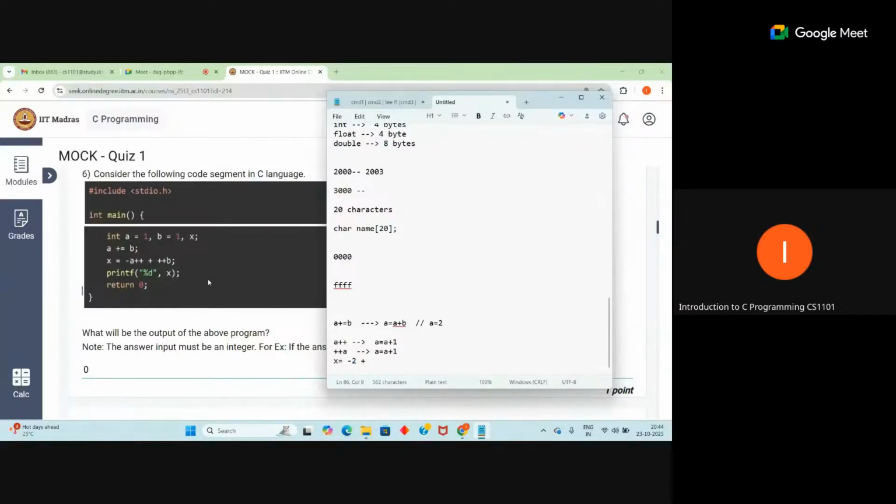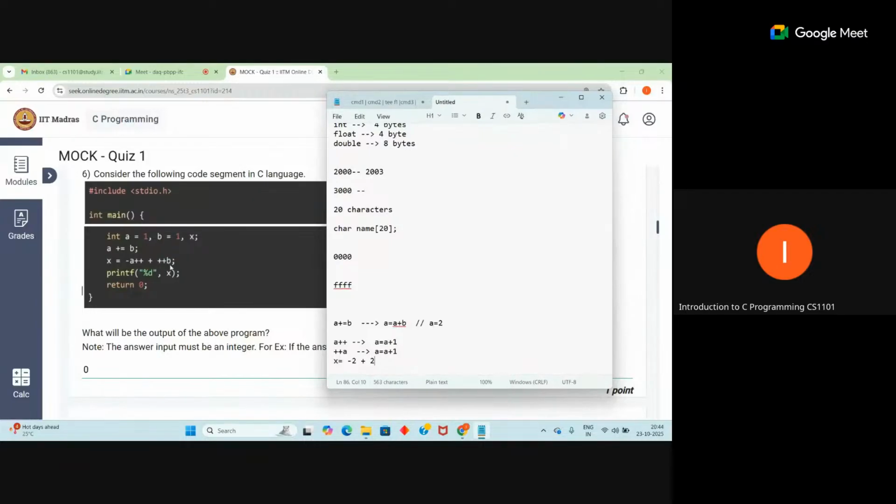And then for B, we have used pre-increment. That means first B value gets incremented. So B value is 1 now. It will be incremented, that means it will become 2. B will become 2. And that 2 will be substituted here.